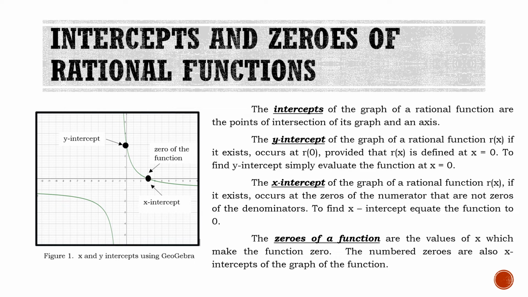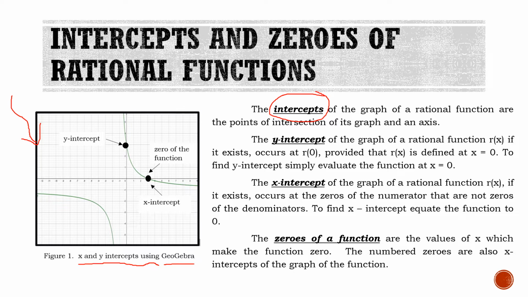So let's talk now about the intercepts and zeros of rational functions. By simply using these illustrations here that represent your x and y intercepts, we use the application GeoGebra, but actually we can also use the application Desmos for us to graph a certain rational function. Now, let us define what are intercepts of a graph of a rational function.